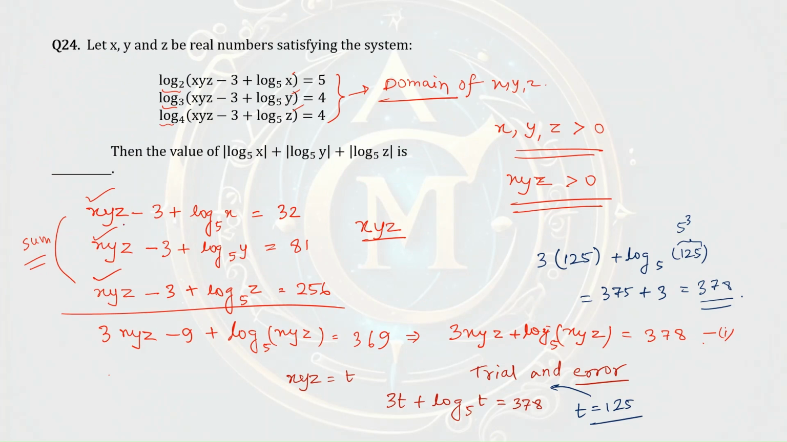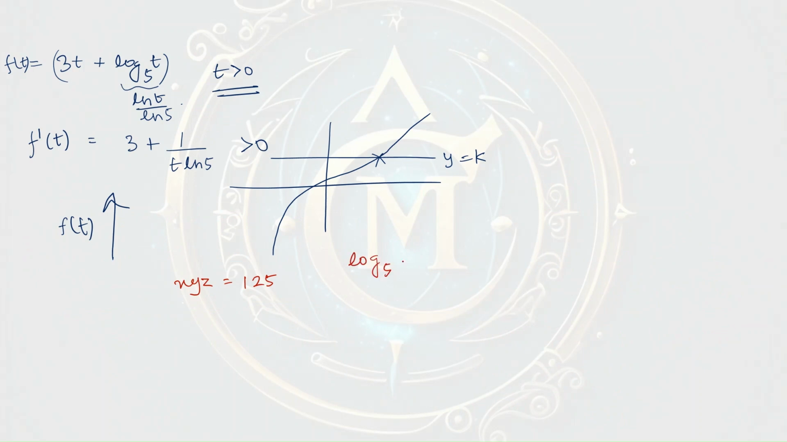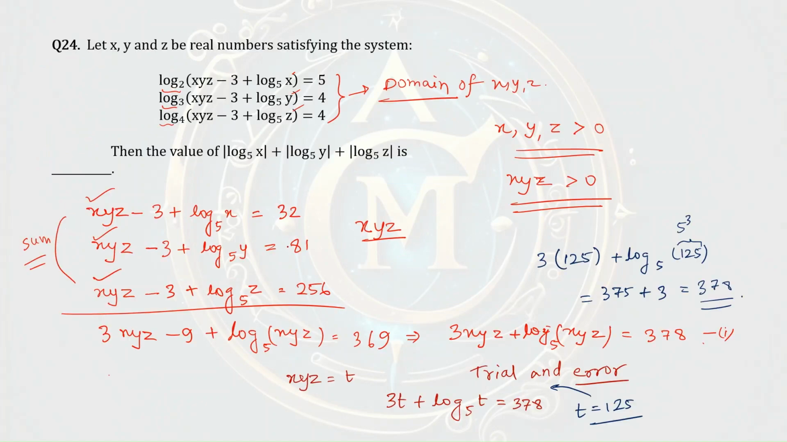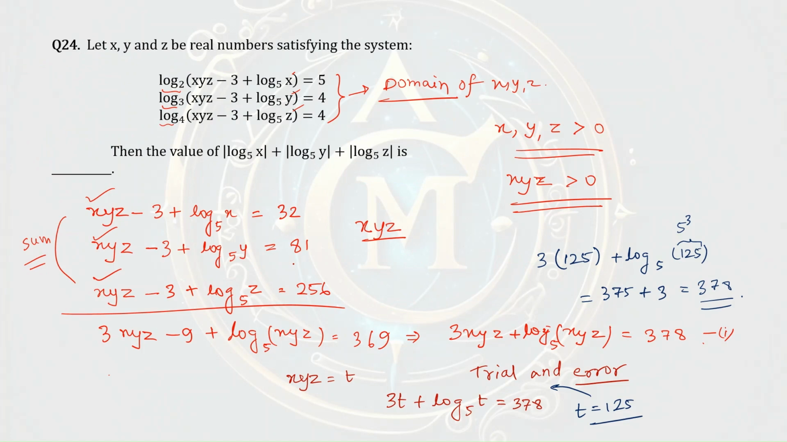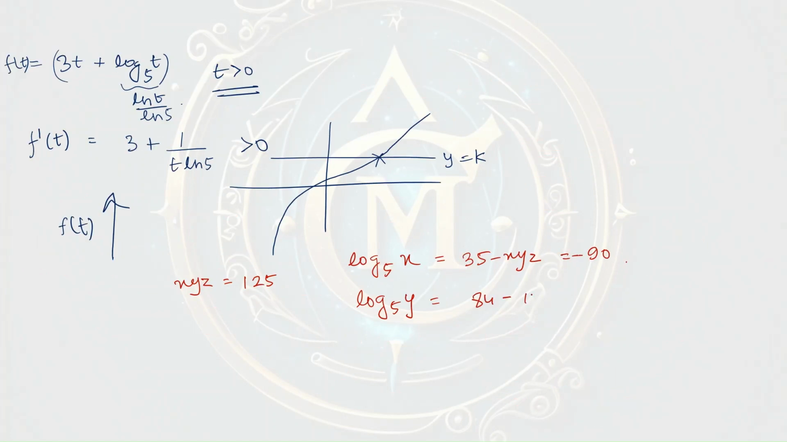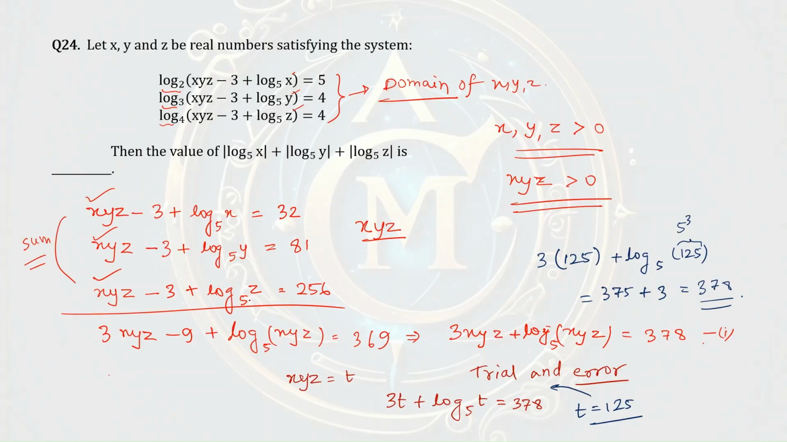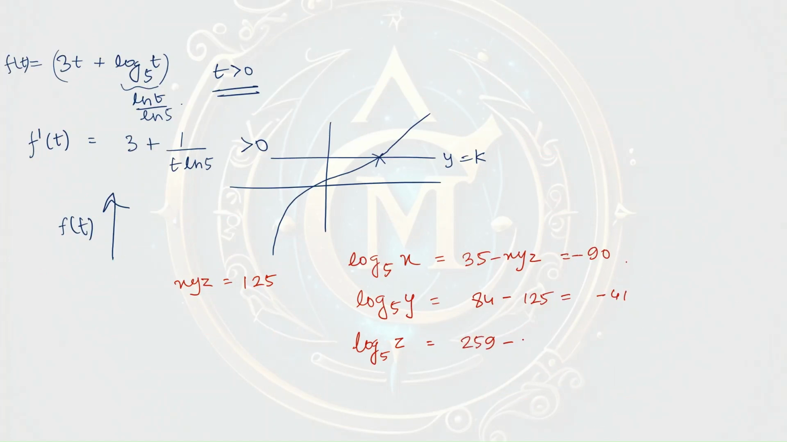Now here we got that xyz minus 3 plus log x base 5 equal to 32. So from these equations we get log x base 5 equal to 32 plus 3, so 35 minus xyz. This will be equal to minus 90. And similarly we can find log y base 5, which is equal to 84 minus xyz, so 125. So this becomes minus 41. And then similarly log z base 5 is equal to 256 plus 3, so 259 minus 125. This becomes 134.